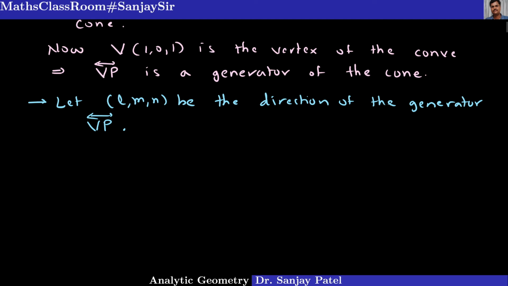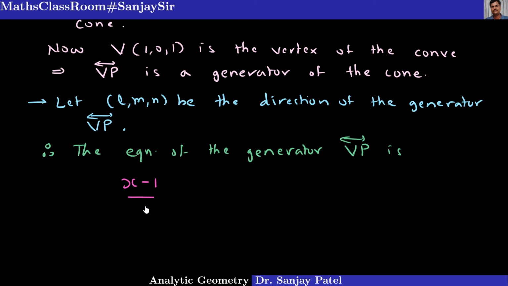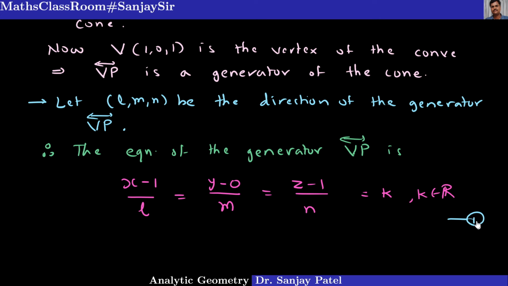So I can write down immediately the equation of the generator line. So therefore, the equation of the generator Vp is given by the equation x minus 1 upon L. It is passing through (1, 0, 1) and having direction L, M, N. So I can write x minus 1 upon L is equal to y minus 0 upon M is equal to z minus 1 upon N, and is equal to, say, k, where k belongs to R. And let me call this equation number 1. Okay.